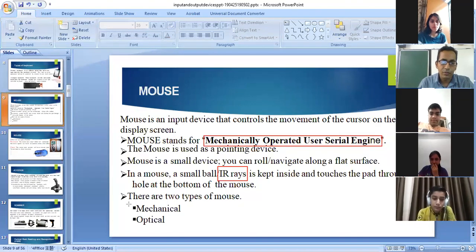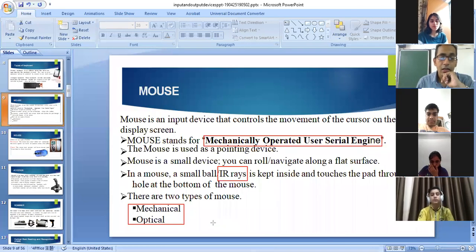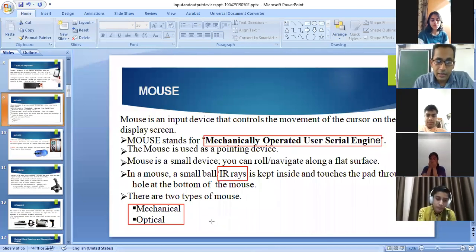And there are two types of mouses. There's an optical mouse and there's a mechanical mouse. There's a third category of mouses, which is the wireless. But wired and wireless is a different category. Here we are studying the technology that is used inside a mouse. That is a mechanical mouse or an optical mouse.